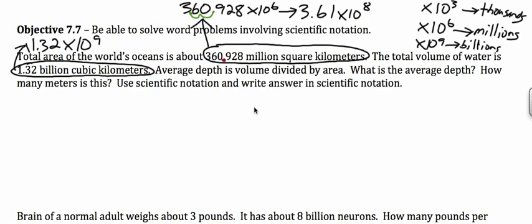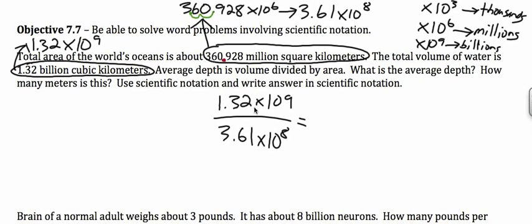Now we need to divide our volume by our area. You're not going to be able to do this division in your head. You can do the exponent subtracting in your head. That's going to be times 10 to the first, but you're definitely going to want to use a calculator for dividing 1.32 and 3.61, and you get 0.366 times 10 to the first.